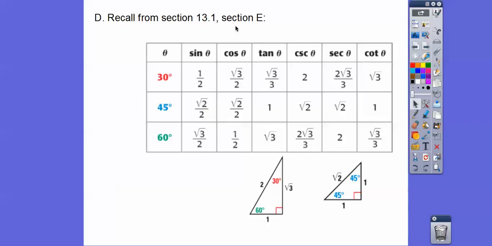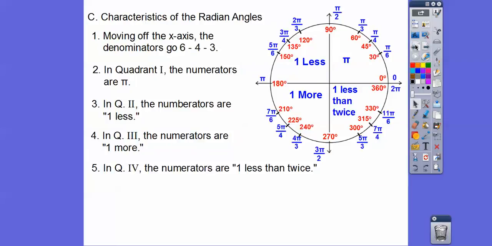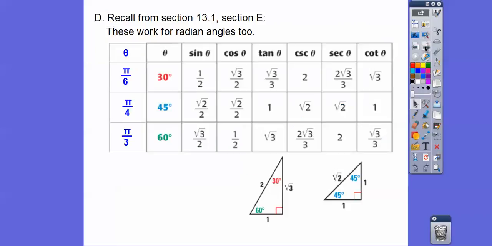Well, 30 degrees, let's go back to our circle right here. 30 degrees is the same as pi over 6. 45 degrees is pi over 4. 60 is pi over 3. So these also work for radian measures. The sine of pi over 6 is 1/2. The cosine of pi over 6 is root 3 over 2, and the tangent of pi over 6 is root 3 over 3. So these are all the same with our radian measures, okay?